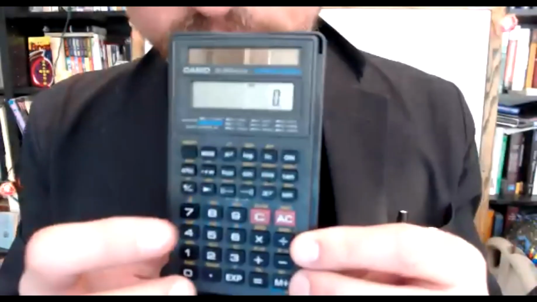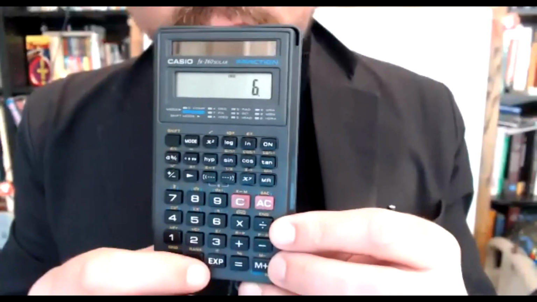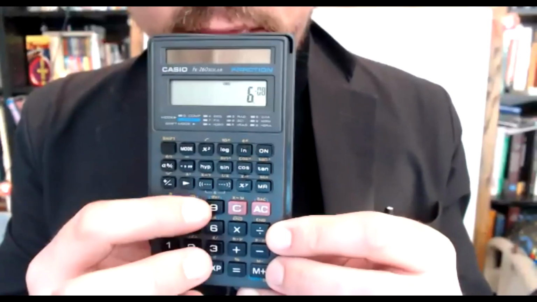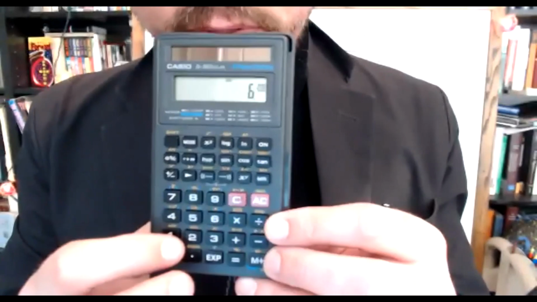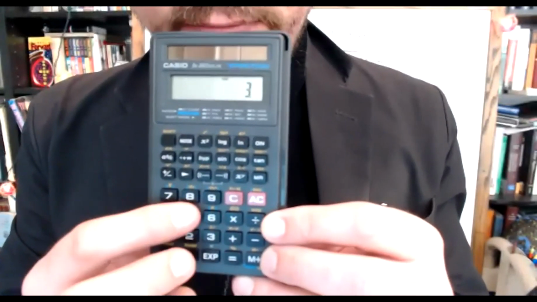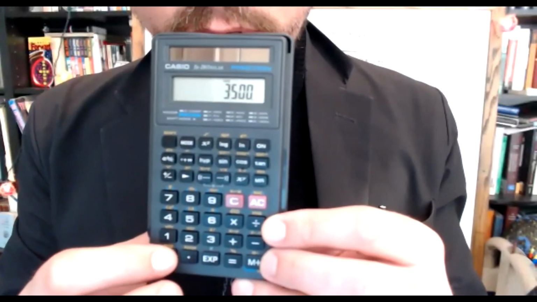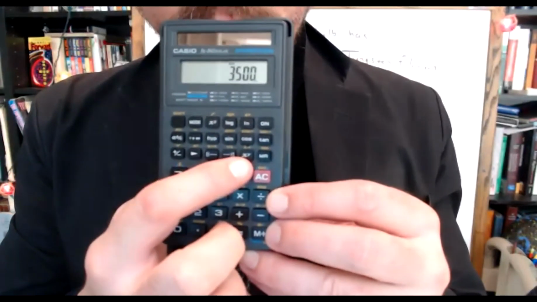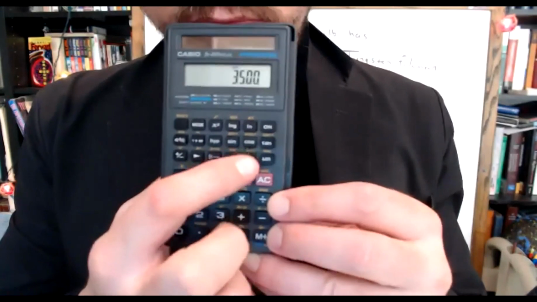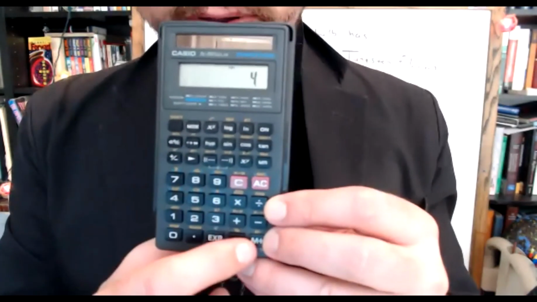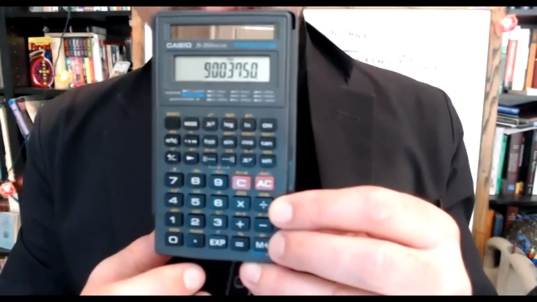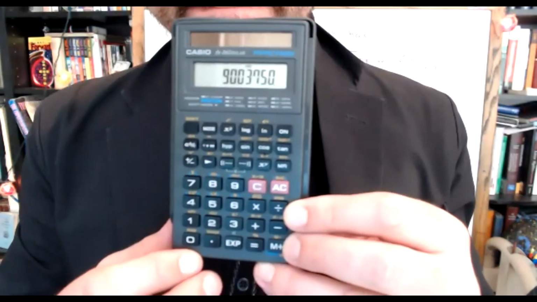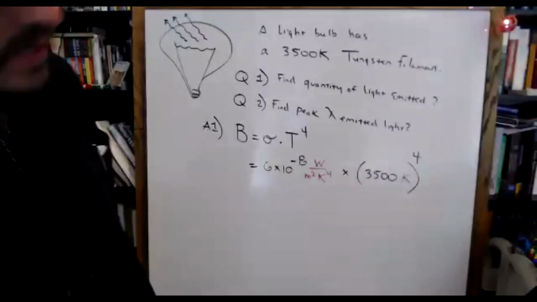Because you have to know how to put in your 4th power. So do 6 exp minus 8 times, just do 3,500. This button here is the raised to the power of key. So x to the y, we will raise that to the power of 4 and then hit equals. That's what you should see. Did everyone get that? Okay, what's my answer?